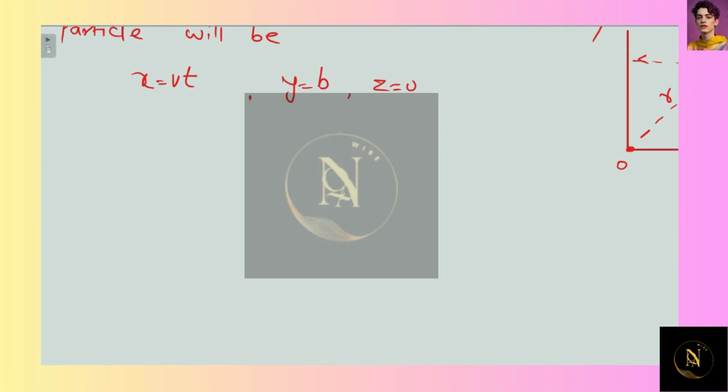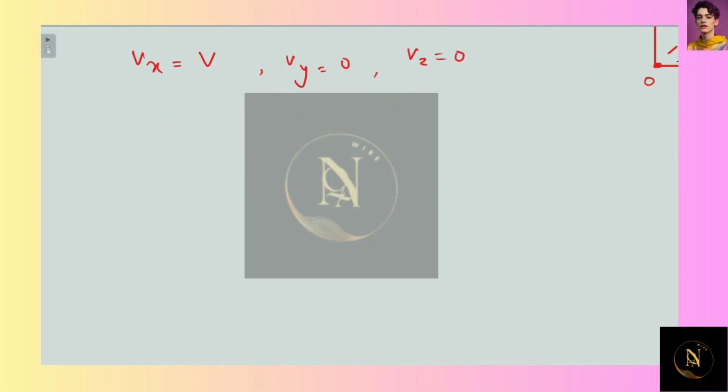Now the velocity component in x direction is v, and the velocity component in y direction is 0, and in z direction also 0. Now we can say that angular momentum is given by L vector is equal to r cross p.